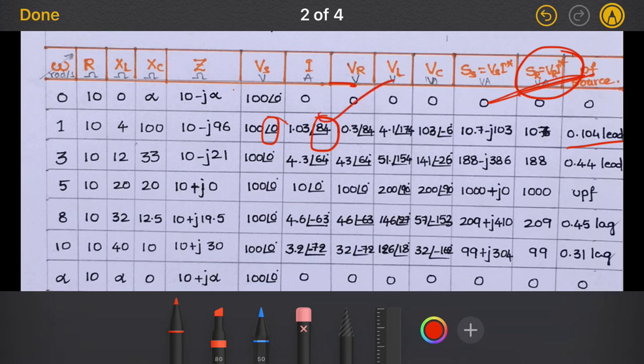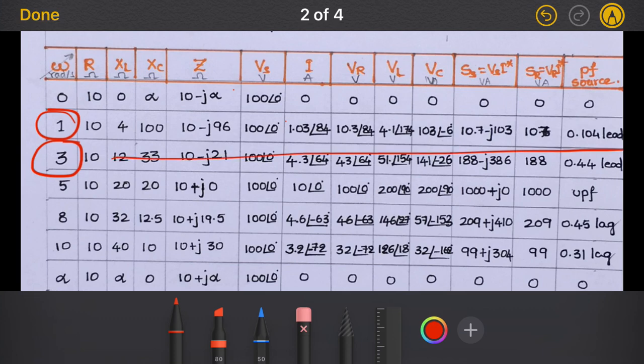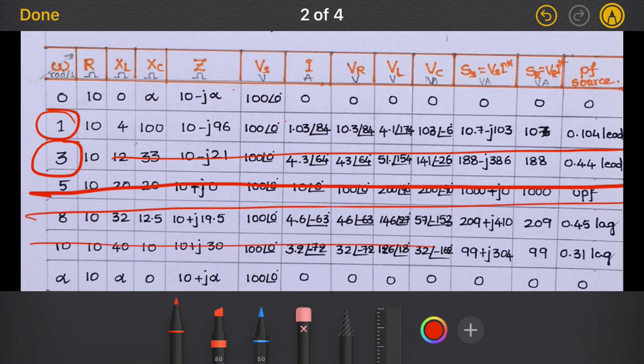So again, the current angle is leading the voltage angle, that is a leading power factor here. This is how we will calculate these parameters with the different values of frequencies. Now again, for another supply frequency of 3 radians per second, we will calculate these parameters, and for 5 radians per second these are the parameters, with the same procedure for 8 radians per second, 10 radians per second, and infinite radians per second.